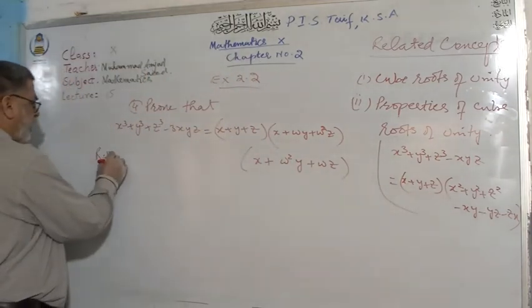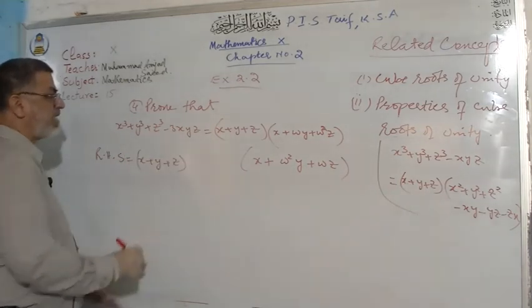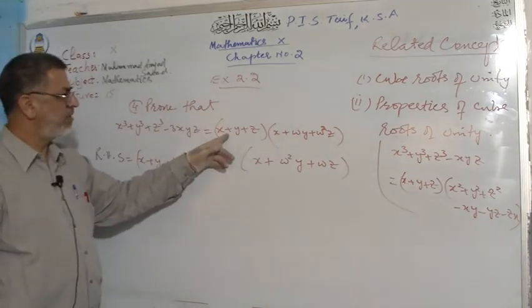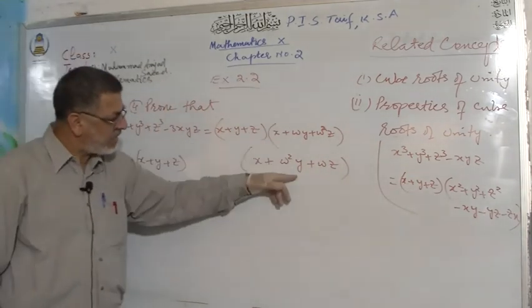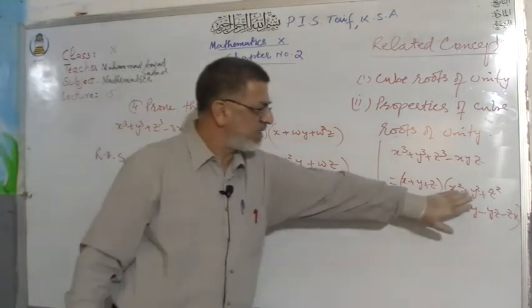We will take right hand side. Remember x plus y plus z as it is. This bracket as it is. And we multiply second and third brackets and then simplify. And we will get this big bracket.